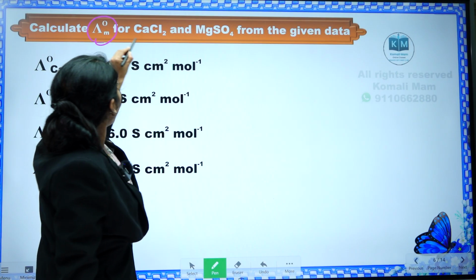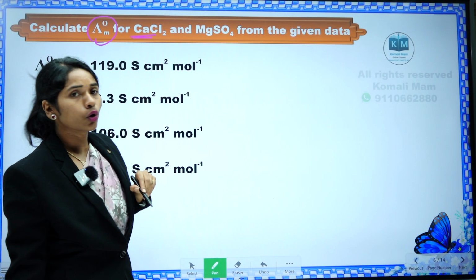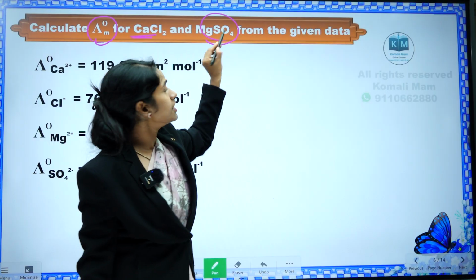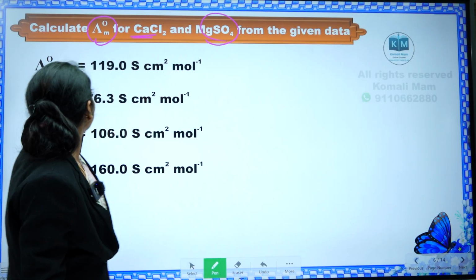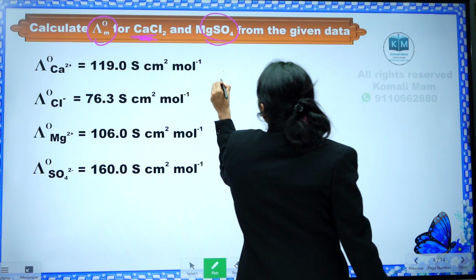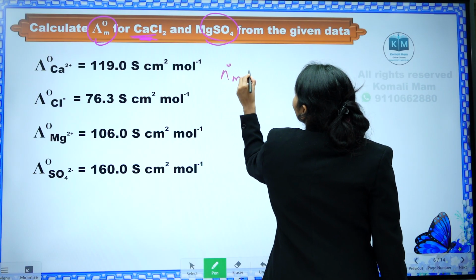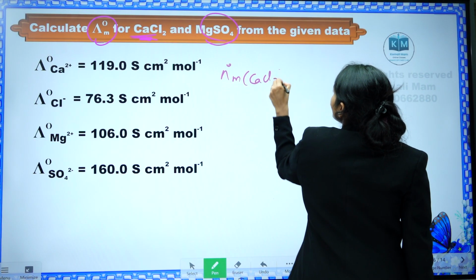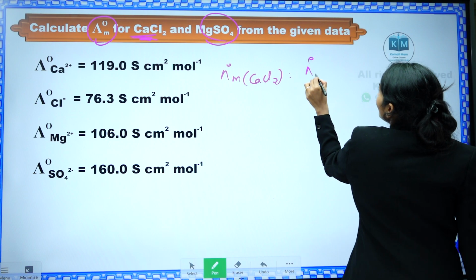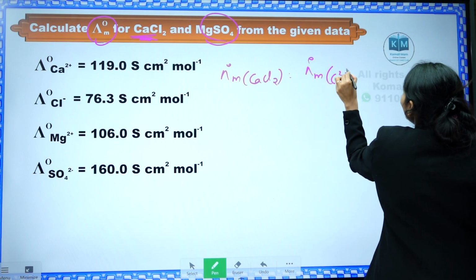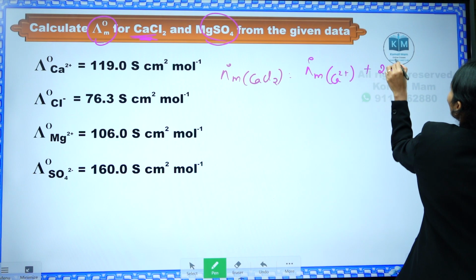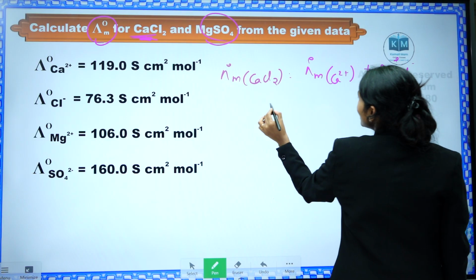Molar conductivity at infinite dilution for calcium chloride and magnesium sulfate, they were asking. How to solve? Calcium chloride, what is the formula? Molar conductivity at infinite dilution of CaCl2 is equal to molar conductivity of calcium ion plus 2 into molar conductivity of Cl minus ions. That's it.